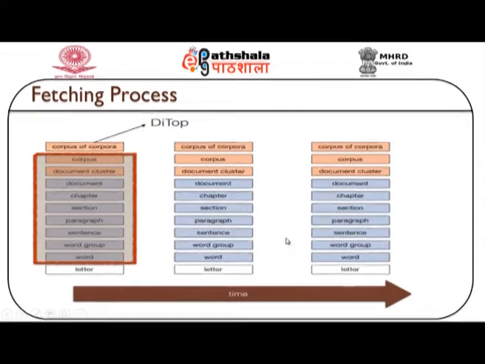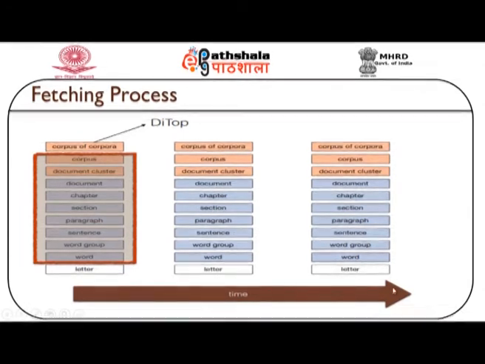So the fetching process, if you look at the fetching process, you have the corpus of corpora, which means a corpus, as I said, represents a set of document collections. So you have the corpus, you have the document cluster as such. You try to extract the document from the document cluster. From a single document, you try to extract each and every chapter. Then you try to extract each and every section of a single chapter, extract the paragraph from every section, extract the sentence, try to extract the word group, try to extract the word and try to extract the letter.